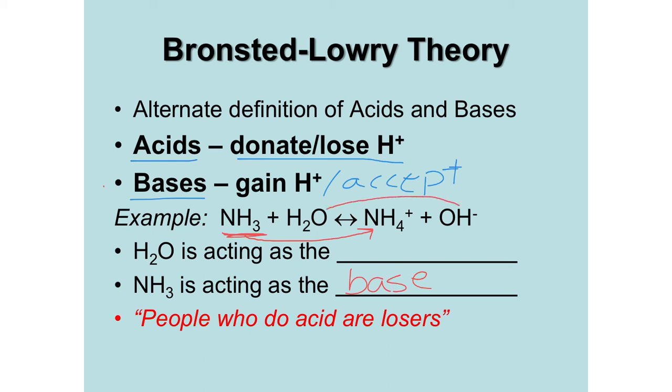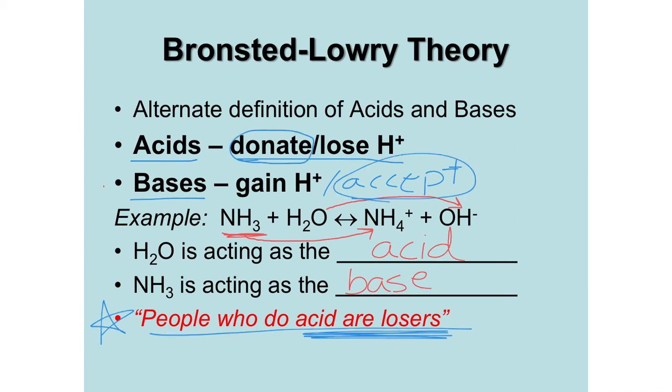Water would get partnered with OH minus because water looks more like OH minus than it does NH4 plus. In order for water to turn into OH minus, it had to lose an H plus. So therefore, water is classified as an acid in this case. Now we have one of those silly things to help us remember that. So people who do acid are losers. So that helps us remember that acids lose H plus. Now, a lot of times the Regents is going to use the term donate or accept, but accept would be the same thing as gain. Donate, you're giving it away, so it's the same thing as losing.